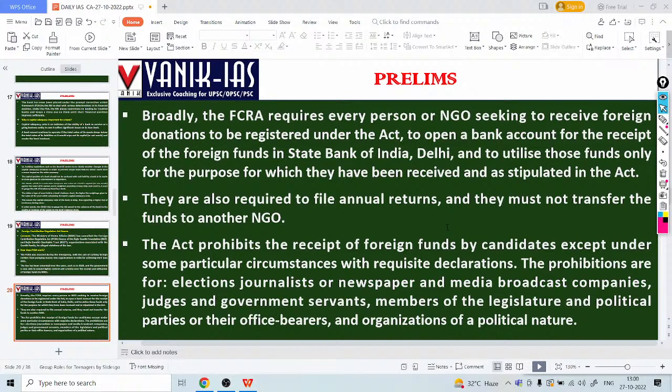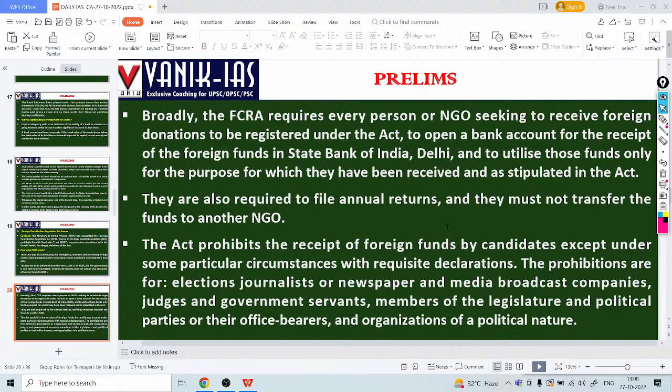Okay, so that is what it must be. Spent for the purpose for which it has come from a foreign country, because many NGOs misuse that fund. Many NGOs misuse this foreign money they received. Okay, and this has led the present government to take stringent measures against them.